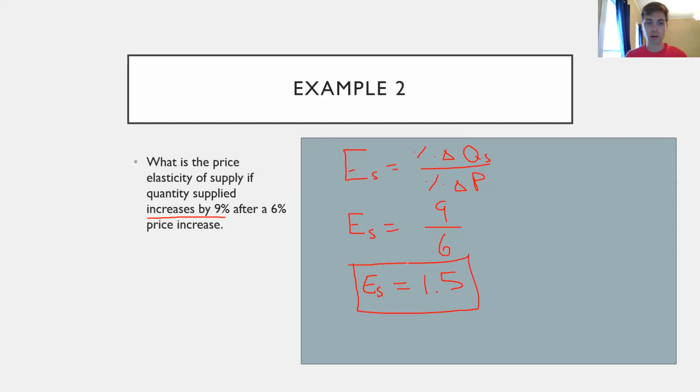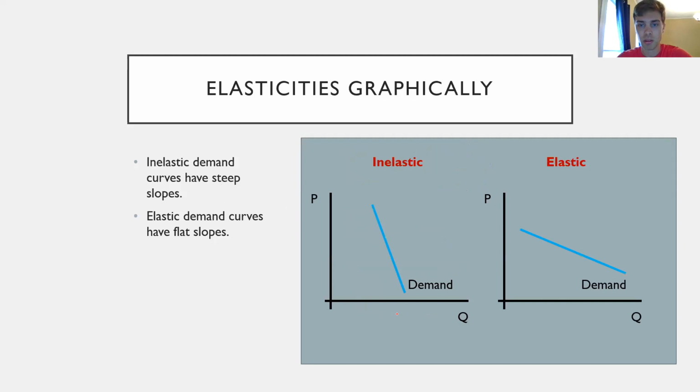And we know that supply curves slope upward because of the law of supply, so we should get positive values for our elasticity of supply. Okay, so we can also think about elasticities graphically. We'll do this for demand and supply curves, even though it's basically going to be the same thing.